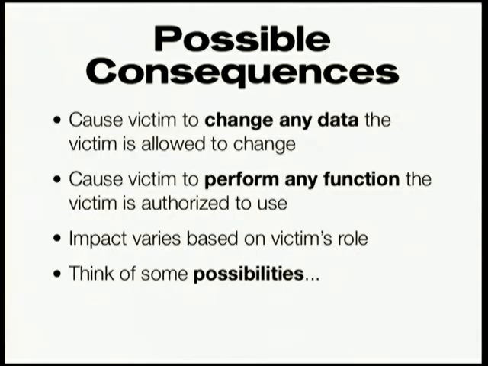So some possible consequences of this, right? A victim could change any data that they're allowed to change. So you could cause them to go and do some action that changes data. You could cause the victim to perform any function that they're authorized to use, like log out or post a comment or friend someone. Wasn't there a worm that ran around on Facebook, friending people? Basically, it would go from person to person and allow them to post something on a wall that would get to everybody else. It would automatically friend somebody, and it would just propagate across the entire network. Yeah. So the impact really of this varies based on the role that the victim has and what they're allowed to do. So we've talked about some possibilities.